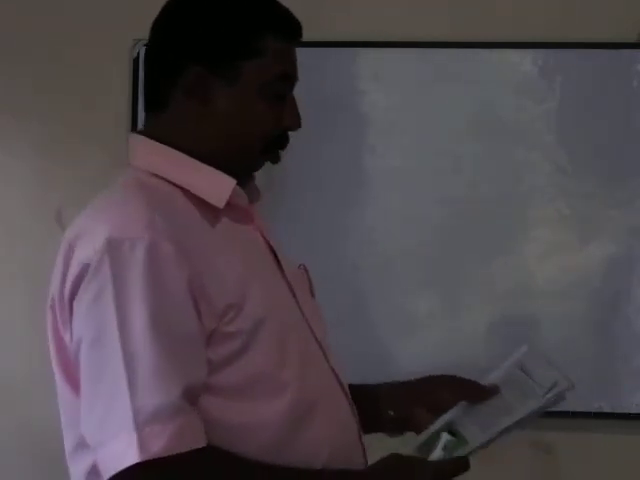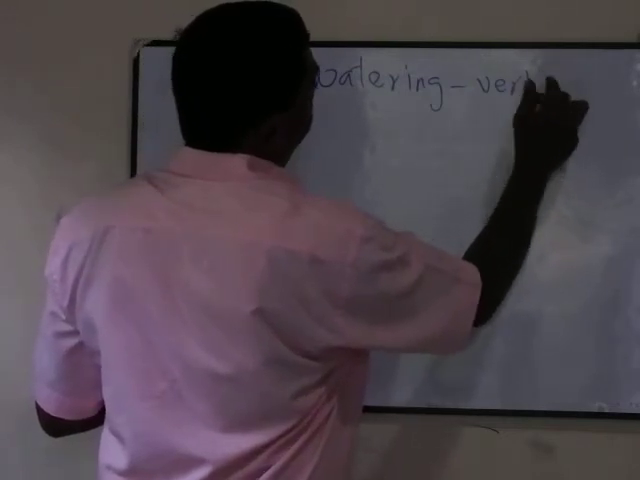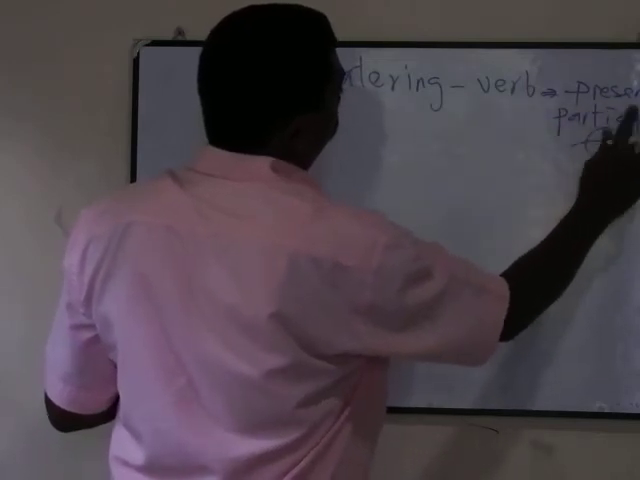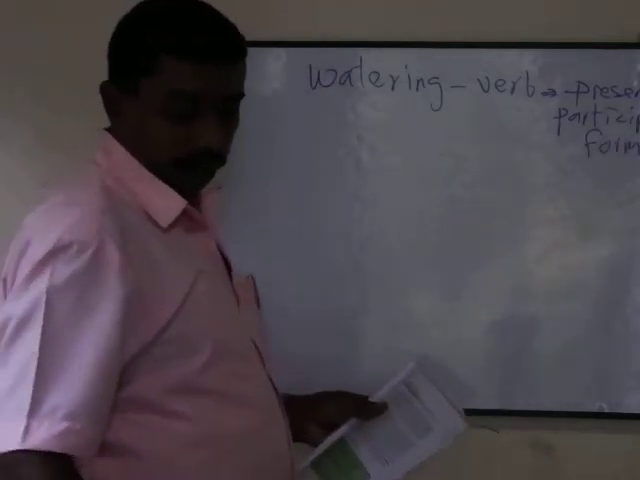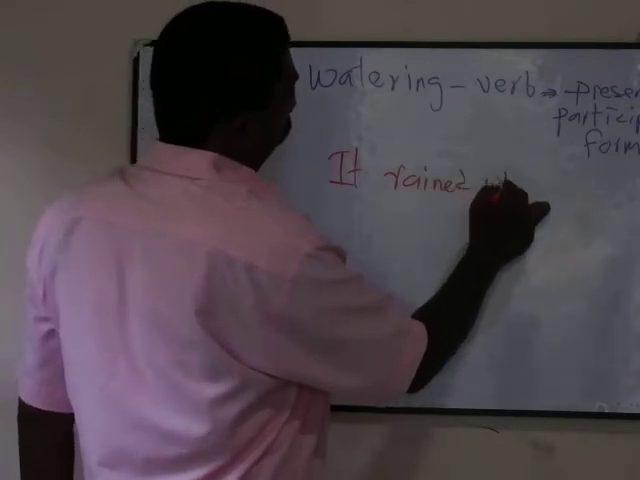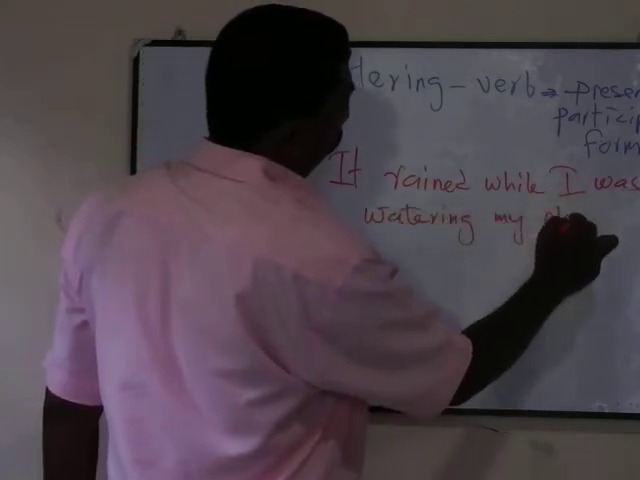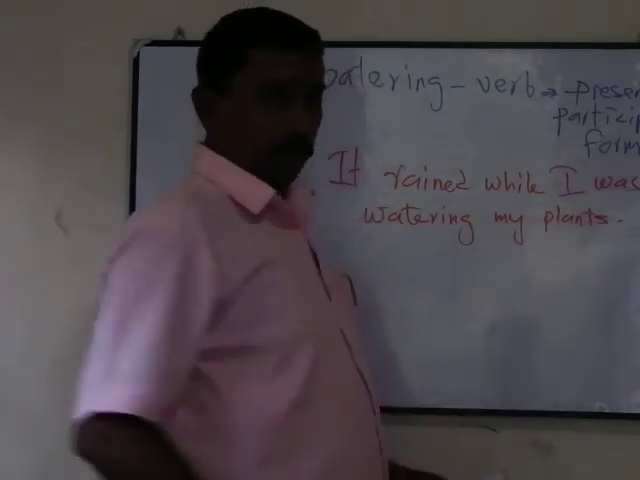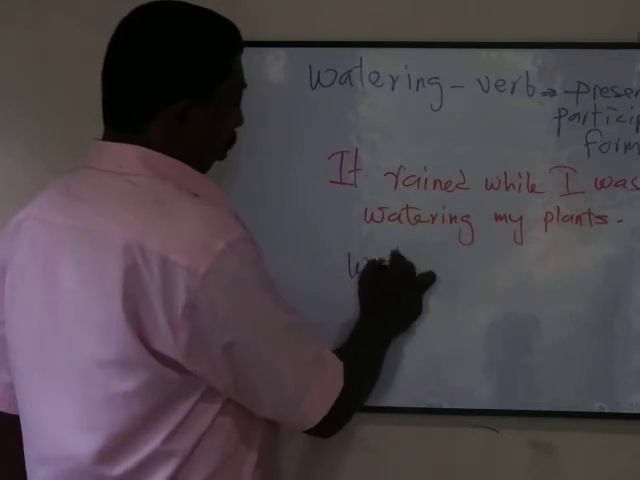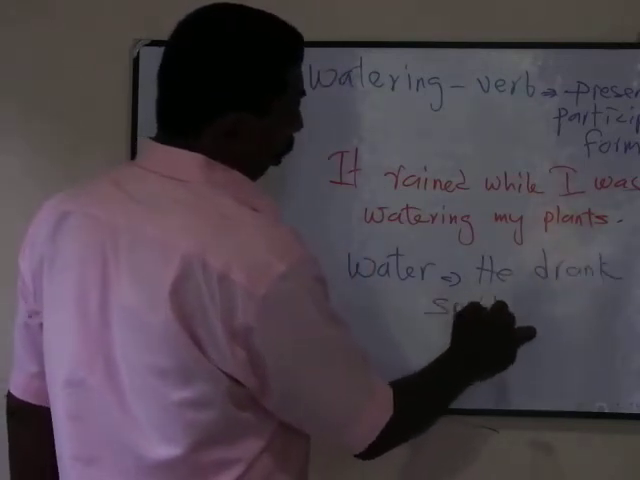Then watering, this is a verb, or present participle form. The verb present participle form is watering. For example, it rained while I was watering my plants. Right. After that, water as a noun. He drank spoiled water.